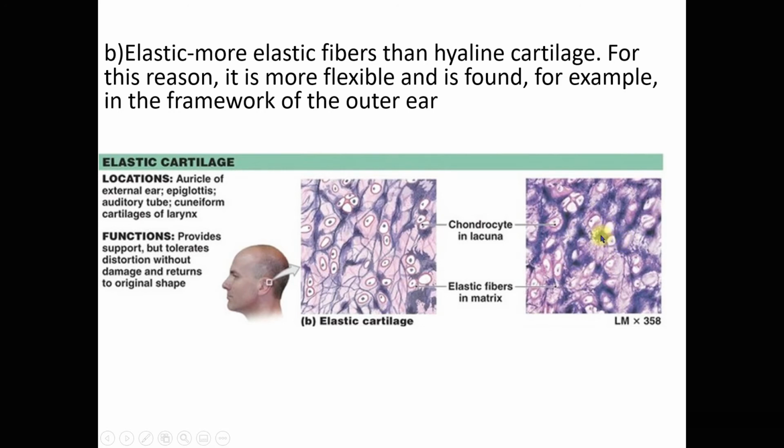Now, it functions to provide support, but tolerates distortion without damage and returns to original shape. Doesn't that describe your ear? It does, right? So locations other than the ear: the auricle of the external ear, and the epiglottis. The epiglottis is a flap.